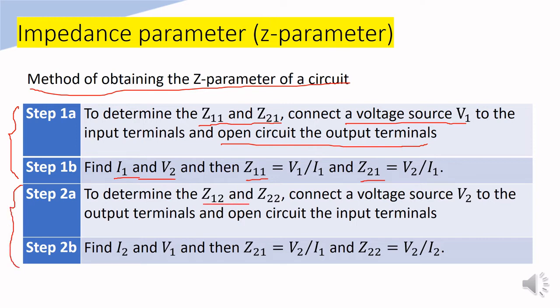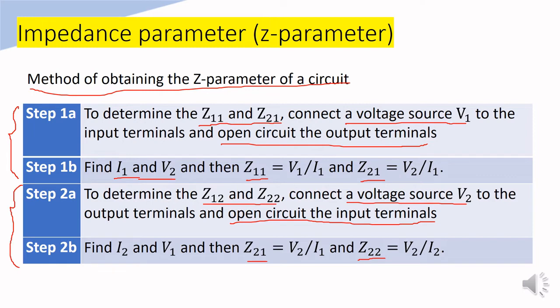Then, we proceed with part 2. Here, we find Z12 and Z22. For this part, a voltage source V2 is added at port 2 and port 1 is left open circuit. Draw the circuit and label the variables. Do the analysis of the circuit to determine V1, I2, and V2. Finally, we can calculate the Z12 and Z22.